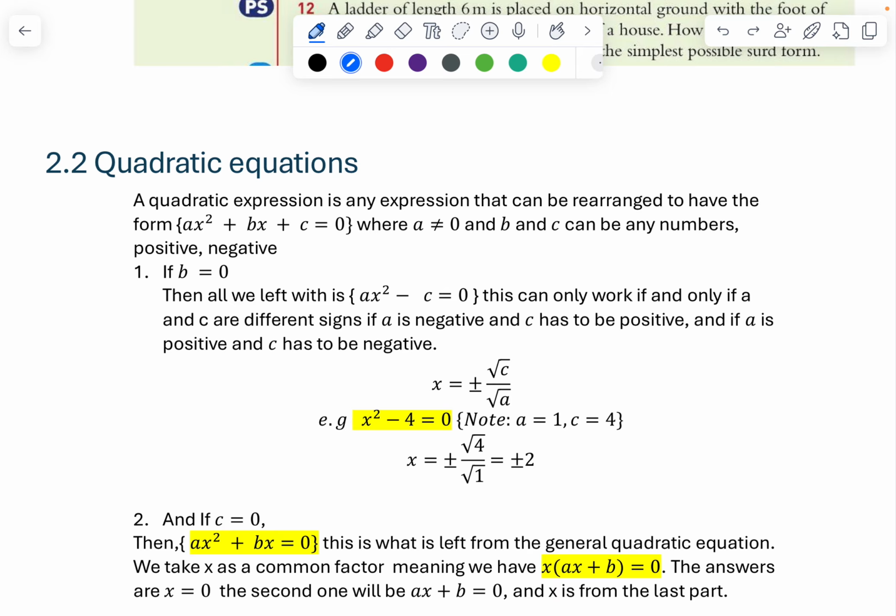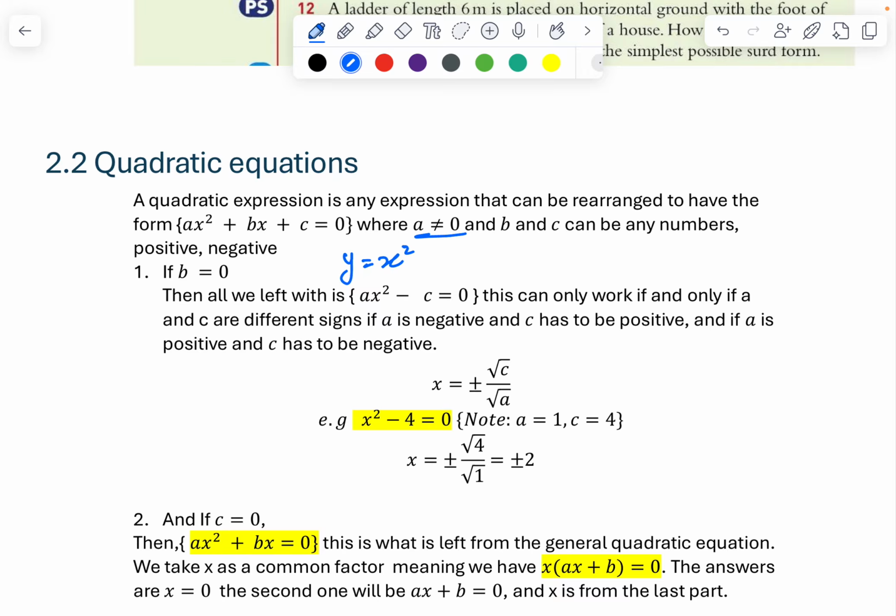A quadratic expression is any expression that can be rearranged to have the form ax^2 + bx + c equals either 0 or y. Sometimes it equates to y. In simple terms, a is not equal to 0. If a is not equal to 0, then we have x to the power of 2, and that is y. This is still a quadratic equation, by the way.